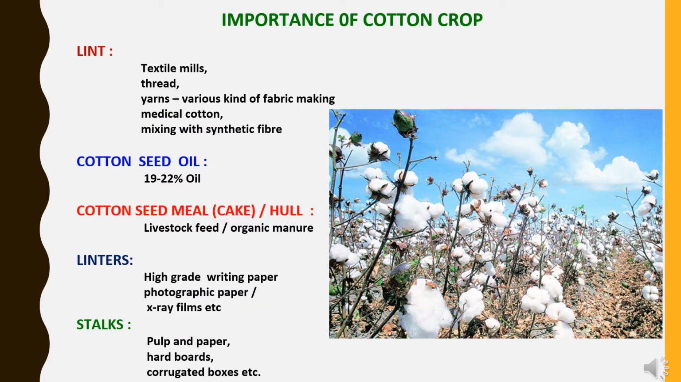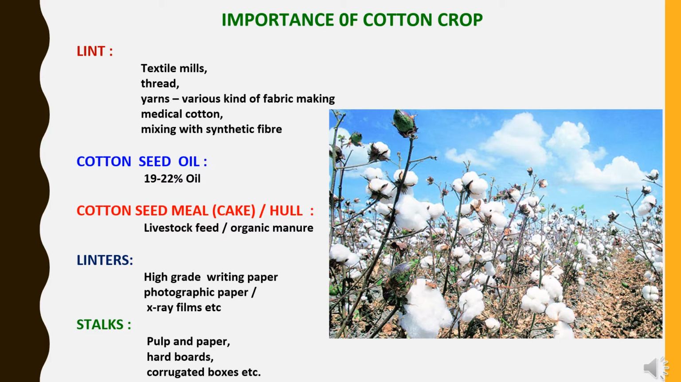Given the importance of cotton, there are various usages. First is lint. This is the main part of the cotton crop, which is used in textile mills, the thread industry, yarns for various kinds of fabric making, medical cotton and mixing with synthetic fiber. The second use is cotton seed oil. Cotton seed contains nearly 19 to 22% oil, which is used for cooking and mostly used in Gujarat. After that, cotton seed meal cake is used for livestock feeding and as organic manure.